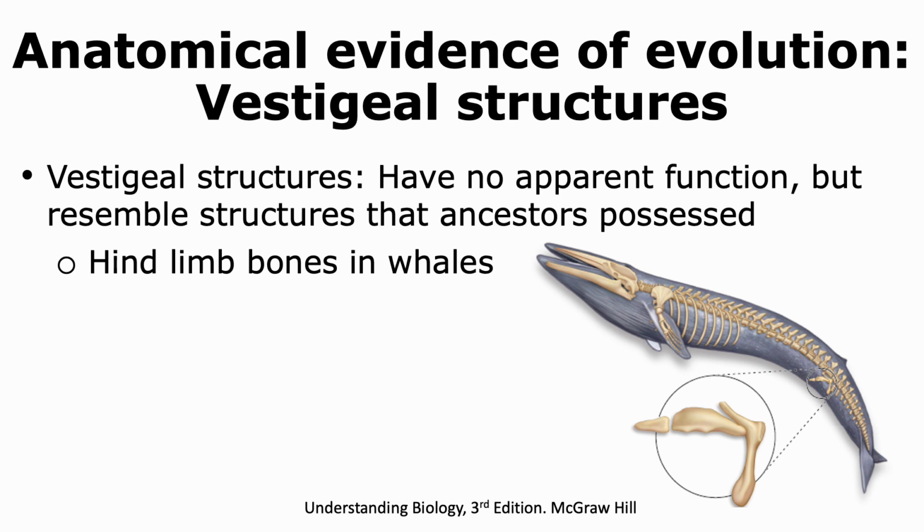Now, as we know, whales don't have hind limbs. However, they arose from ancestors that did have hind limbs. And hence, they have remnants of those bones that would form the hind limbs, and once upon a time did indeed form the hind limbs in their ancestors, but do not do so anymore now in the whales. Another example of a vestigial structure is the appendix that is present in humans.